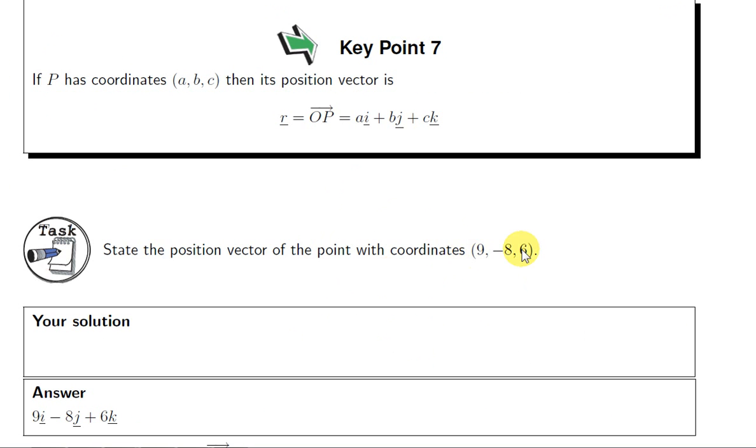So let's take this example. Suppose the point has coordinates (9, -8, 6). Then the position vector of this point is 9i minus 8j plus 6k.